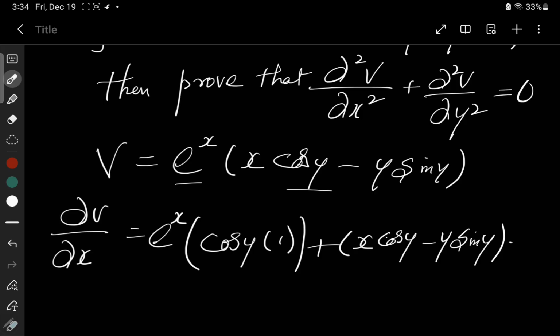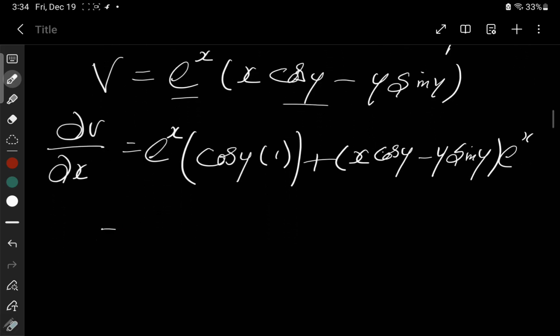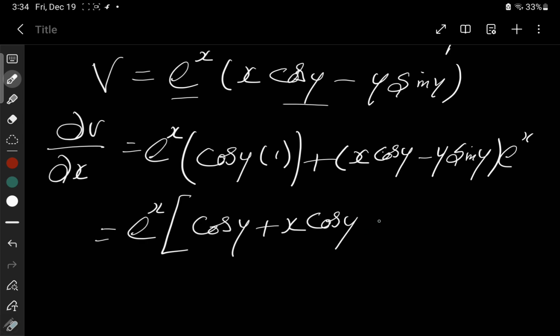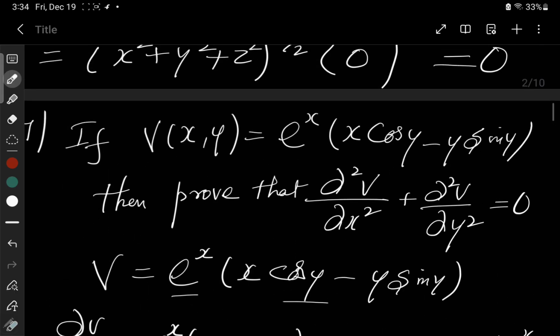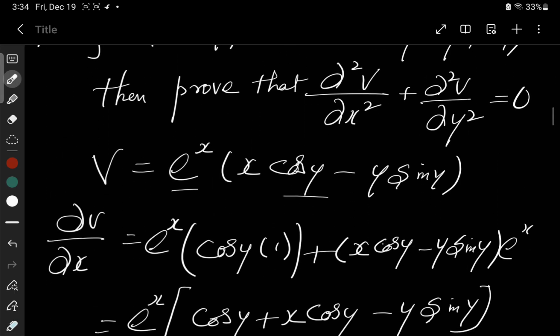I differentiate e power x, so just e power x. So take e power x as common. You will get cos y plus x cos y minus y sin y. This is your dou v by dou x. Next, find dou v by dou y.